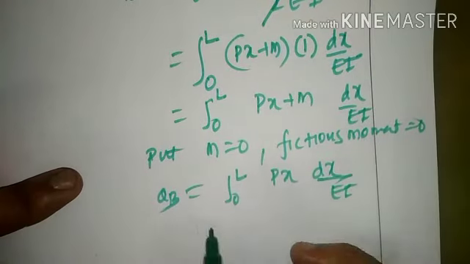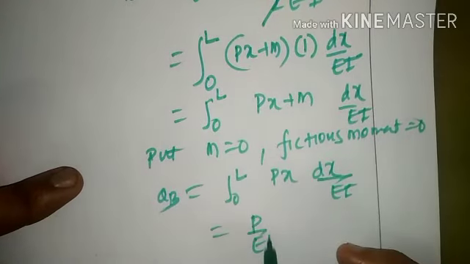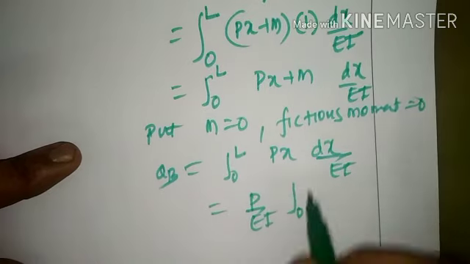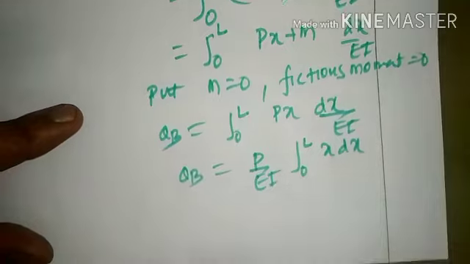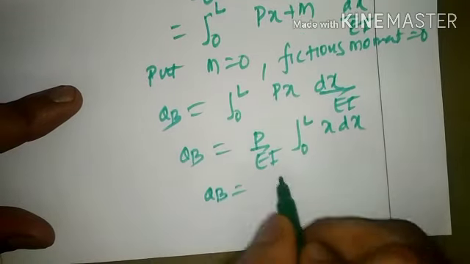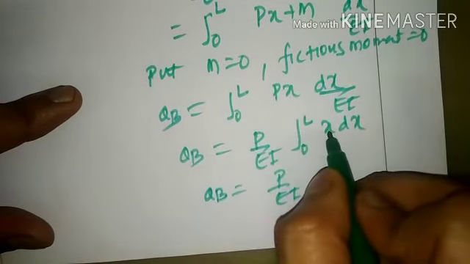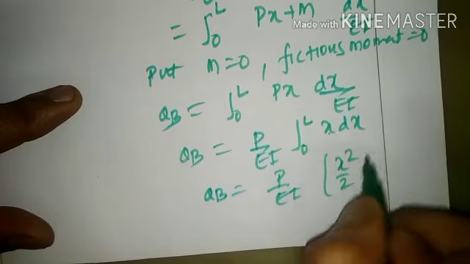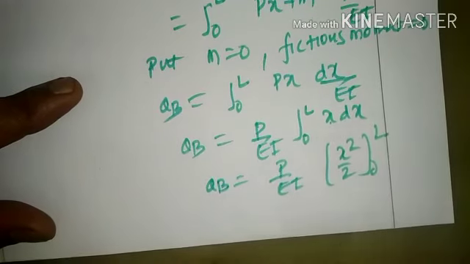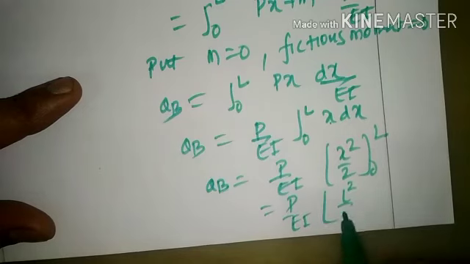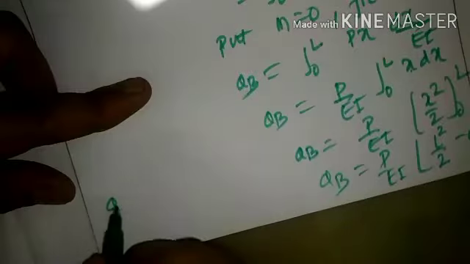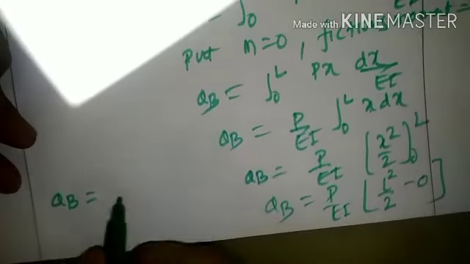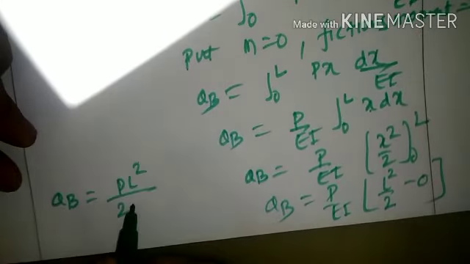So in the integration, P divided by EI stays outside, and within the integration 0 to L we have x dx, with theta B kept as it is. So theta B will be equal to P divided by EI, and the integration of x is x square by 2, from 0 to L. Substituting the limits of integration, L square by 2 minus 0. Reframing the equation, theta B will be equal to PL square divided by 2EI.